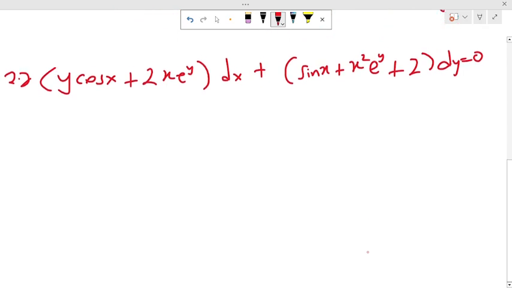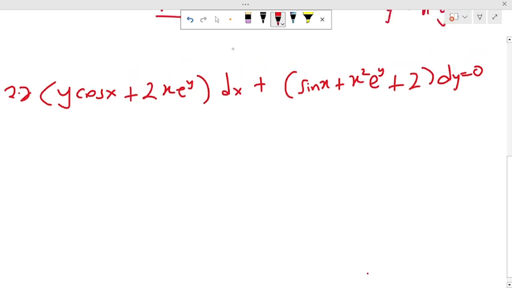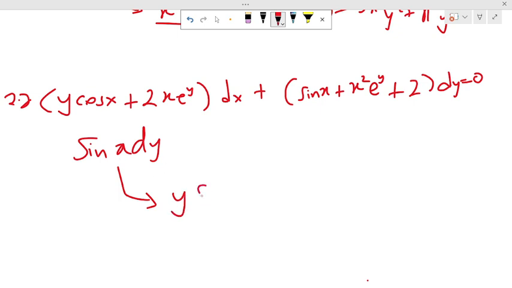Now let's move on to another example so that you get a better understanding. With this, we can choose to take any that we want. For the first one, we started with the dy. So this one, let's start with the dx. So we will take sine x dy. What we have to do is integrate with respect to y because we have dy. If we integrate with respect to y, we get y sine x.